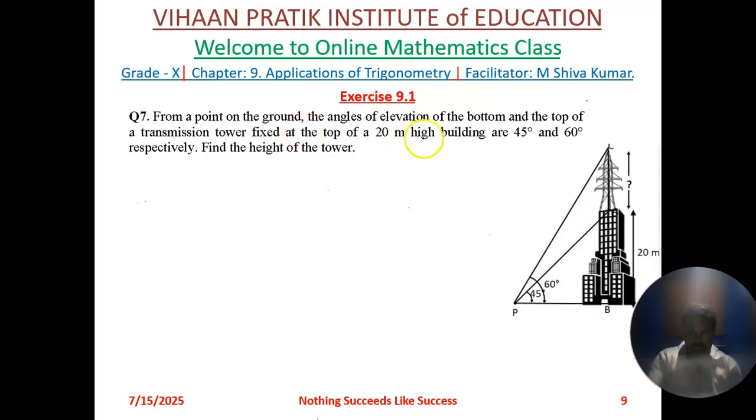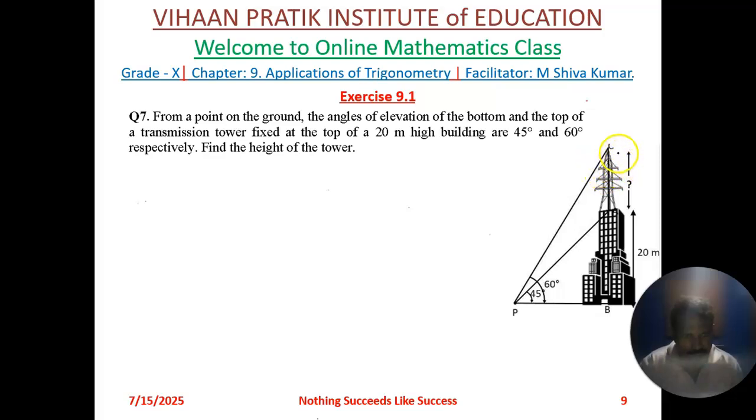ground, the angles of elevation of the bottom and the top of the transmission tower fixed at the top of a 20-meter high building are 45 degrees and 60 degrees respectively. Find the height of the tower. See students, this is a little bit tricky.